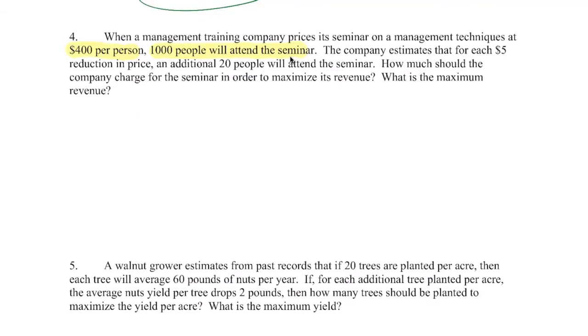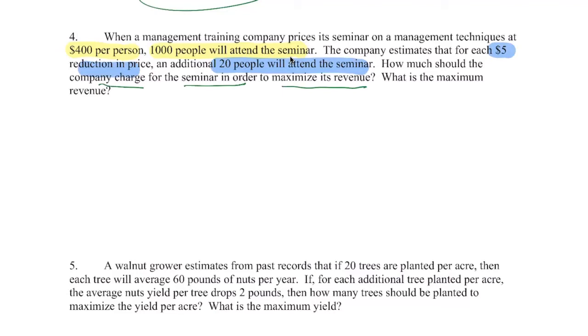We don't know where they're getting that information from. They're just estimating. So they're saying that if they reduce it by $5 per person, an additional 20 people will attend. Our goal is to figure out how much the company should charge per person for the seminar in order to maximize its revenue. So this deals with the revenue function. We want to figure out what price per person gives the highest revenue possible.